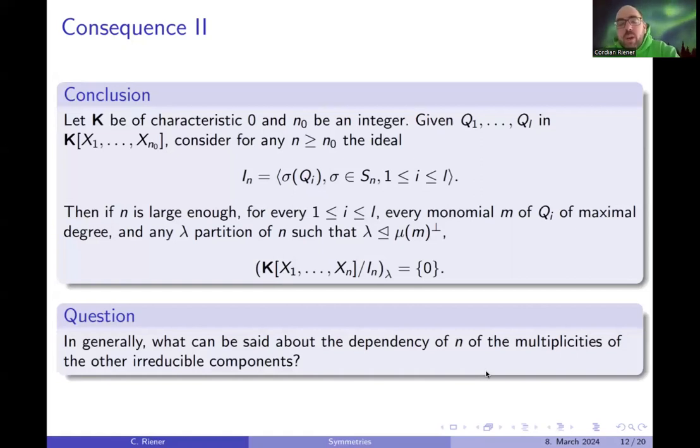Is there a polynomial or any regular function that governs these multiplicities for the ones where we don't know that they are zero? I could, of course, also ask myself for lambdas that are not dominated by this dual partition, and for those lambda in general, there's no reason to assume that the irreducible representation will not appear in the quotient. It might appear, and then its appearance will depend on n, and the question is, how is this governed by n? Is there maybe a polynomial again that assigns the multiplicities to the value of n?